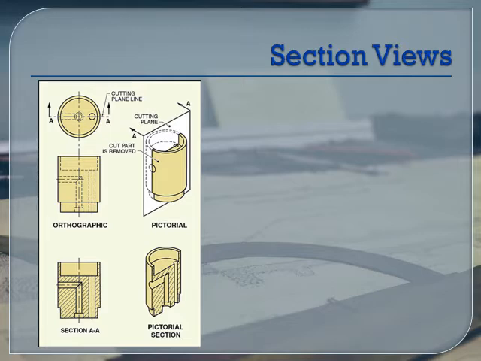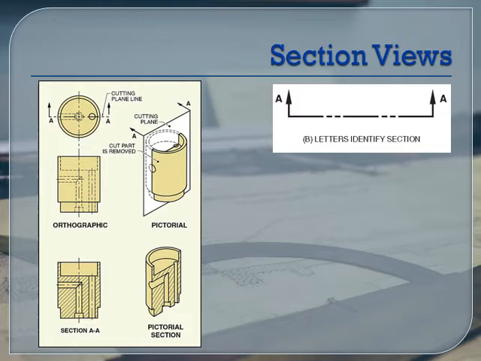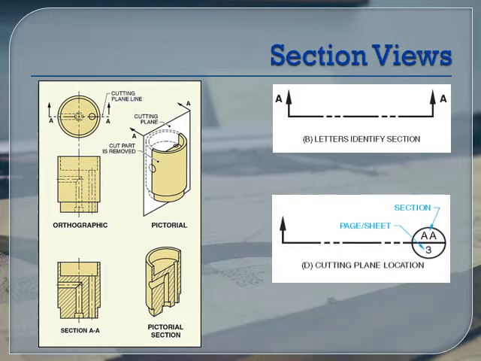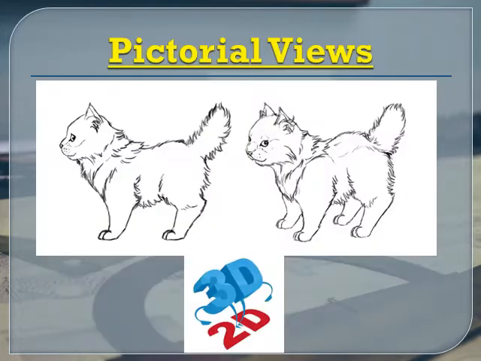And we also have section cuts. So section cuts are another type of 2D view, and in a section cut, you cut the part open using a cutting plane line so that you can see what's inside of it. You have to pay attention to the way that the arrows point, because that's telling you which way you're looking in at the part.